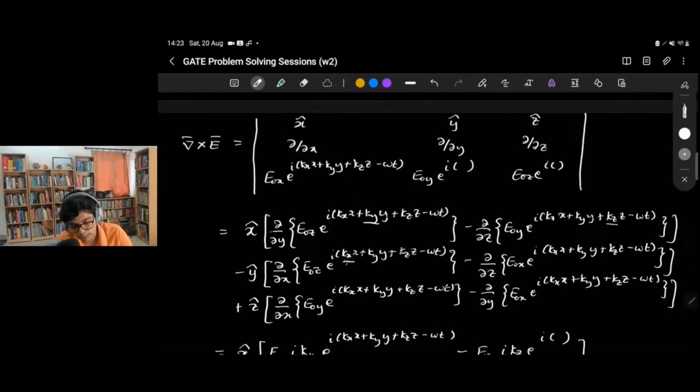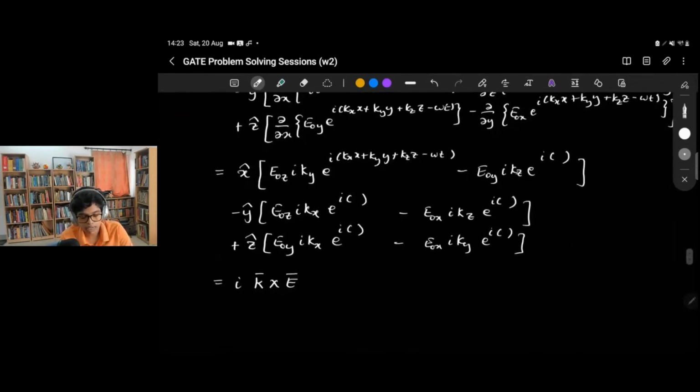You can write down this determinant for k cross E how you would have. So for k cross E here you would have kx, ky, kz, and the last row would be the same. And if you work that out, you would realize that this expression right here is nothing but k cross E times i. So this is what you get for curl of E.